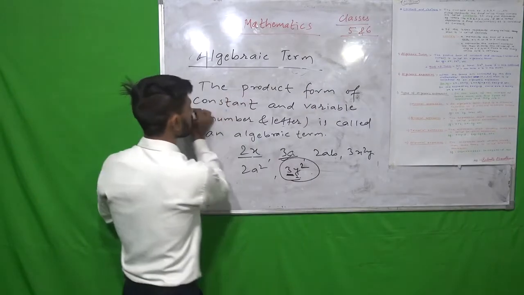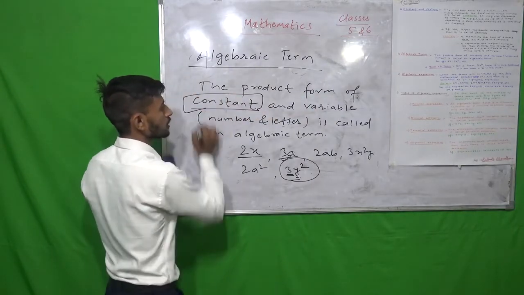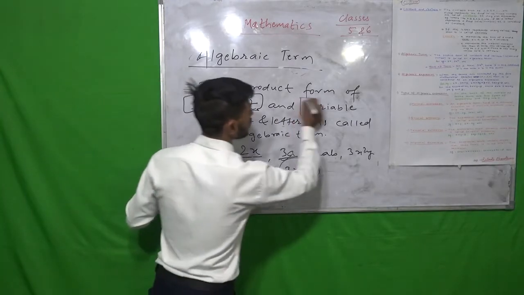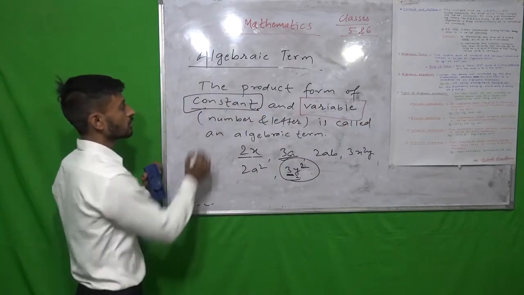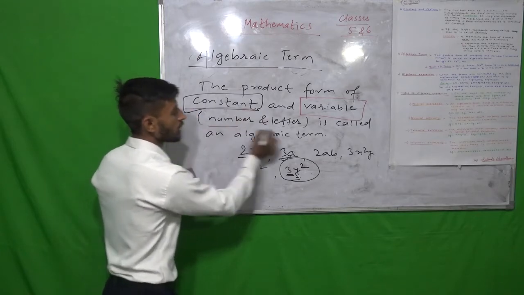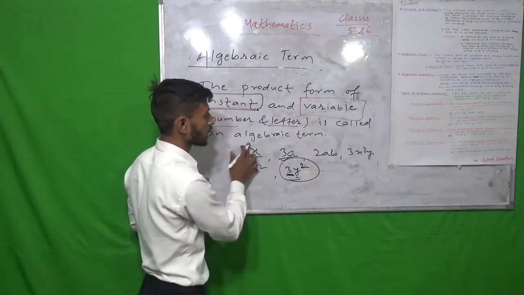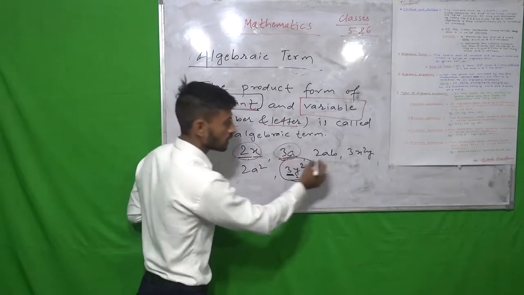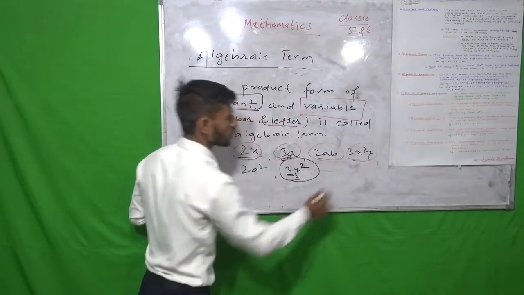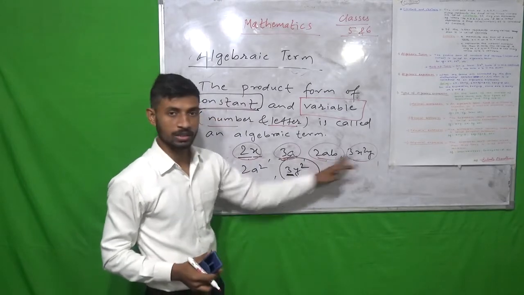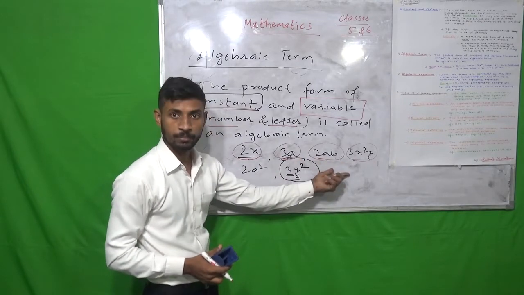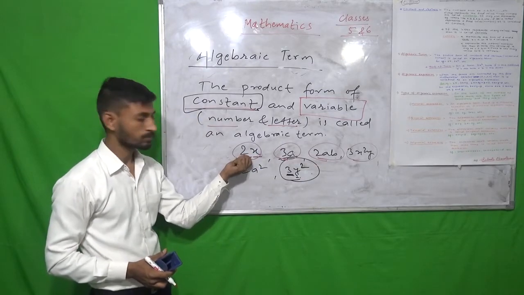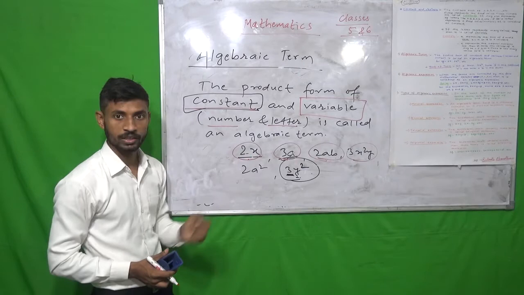Product form of constant and variable, that is number and letter, is called an algebraic term. Here 2x, 3a, 2ab or 3x square, like this, these are algebraic terms where they have letter and number, that is constant and variable.